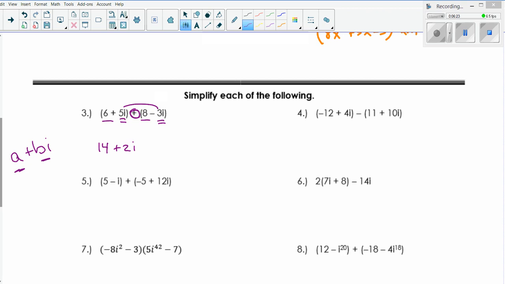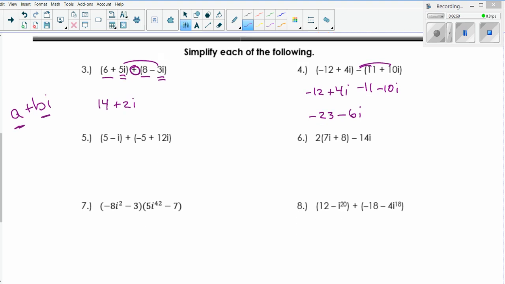Real plus imaginary. Okay? Alright, next one we're subtracting. So when I distribute, I get negative 11 minus 10i. And then this comes down. So 12 plus 4i. So I have these four terms. My real is negative 12 and negative 11, which makes negative 23. My imaginaries, I have 4 and I have negative 10, so I have minus 6i. Real plus imaginary.